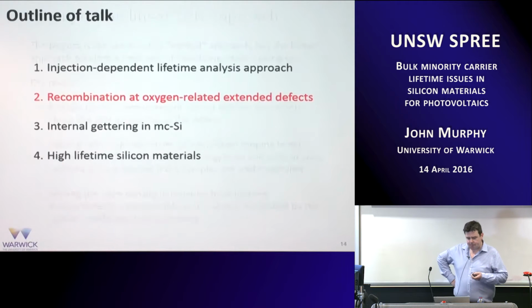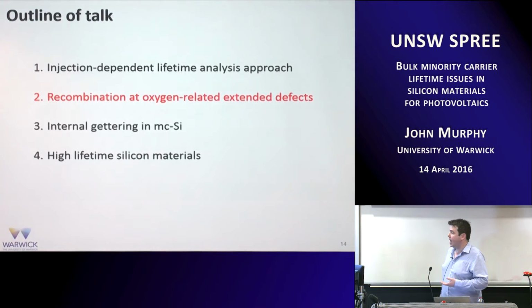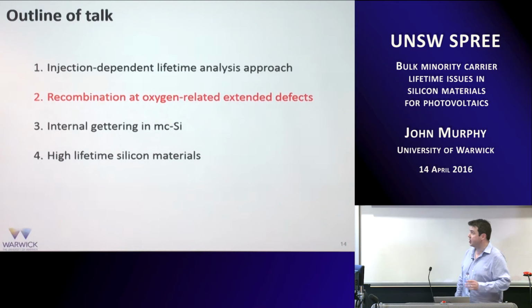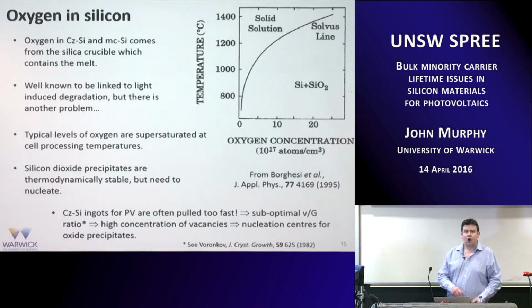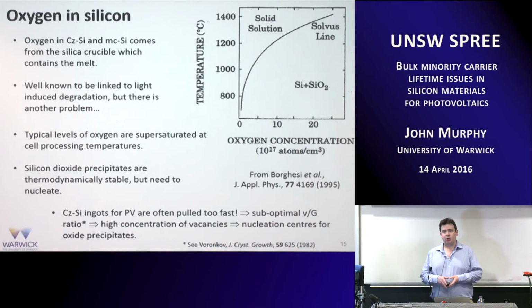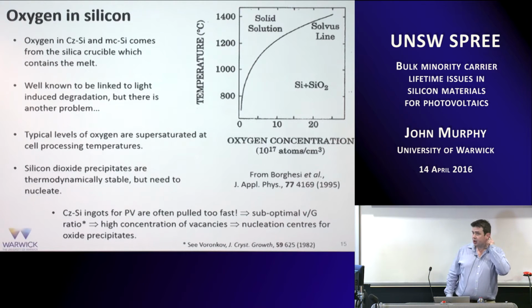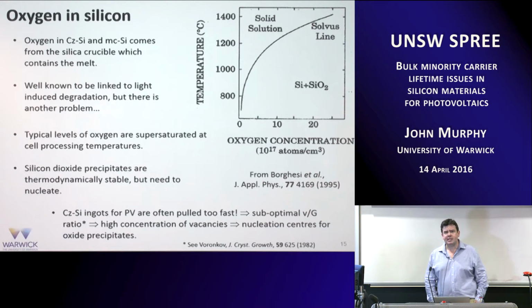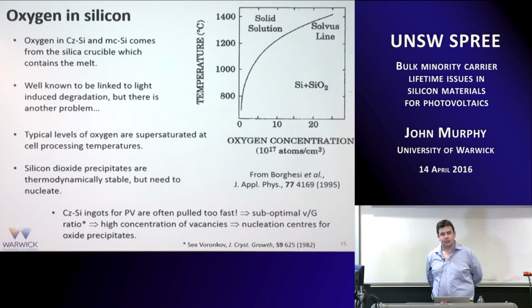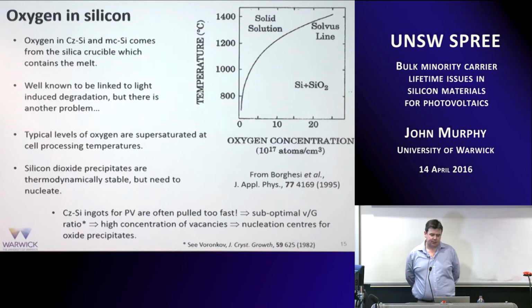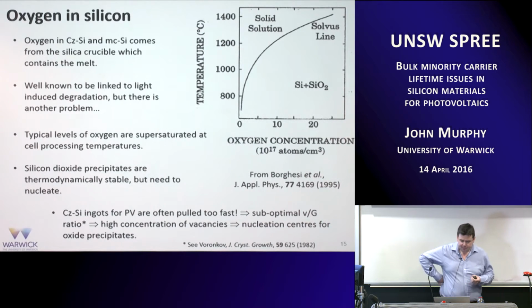I'm going to talk now, for the next part of the talk, about how we use this in studying recombination at extended defects in silicon for PV. So we've done a lot of work on oxygen in silicon. And as I said earlier, I'm sure a lot of you have worked on boron-oxygen light-induced degradation. There is another form of oxygen-related defect in silicon which has a detrimental effect on the lifetime, but is more stable. And that's the formation of oxygen-related extended defects.